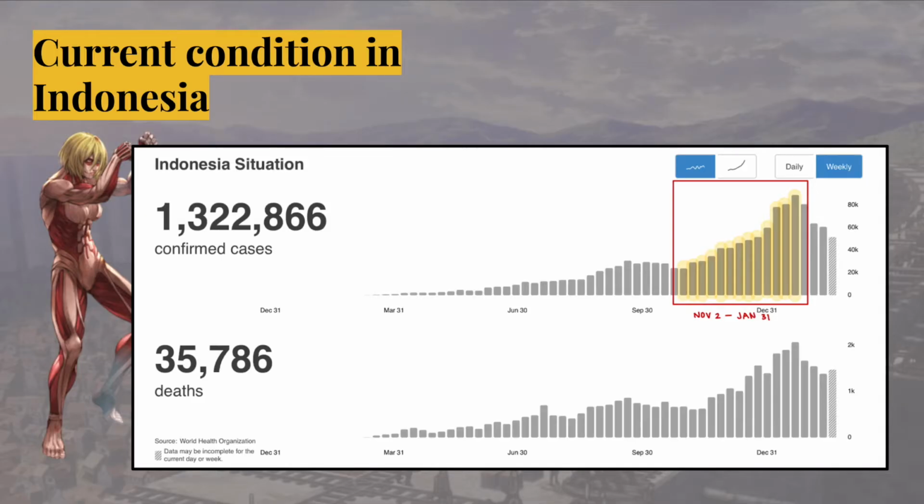The current situation of COVID-19 in Indonesia is very severe. As of 28 February 2021, we have 1.3 million confirmed cases with 35,700 deaths, according to the World Health Organization. For this presentation, we would like to focus on the time frame of November 2 until January 31, and you can see it on the highlighted bar graphs. We believe that during this period, the confirmed cases were growing exponentially, and we'd like to illustrate it in this presentation.